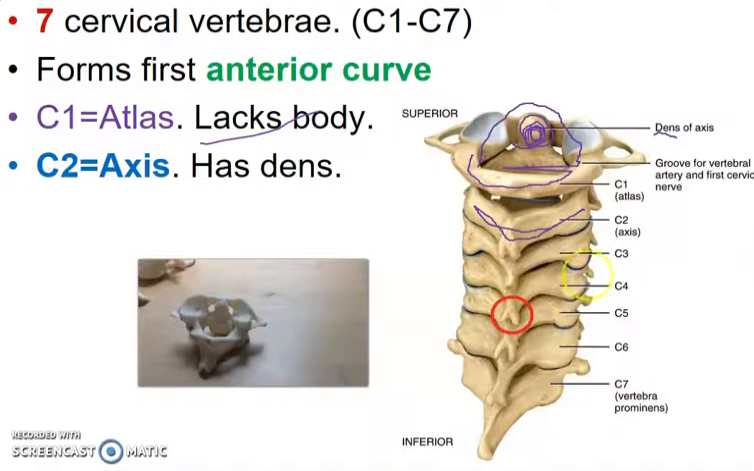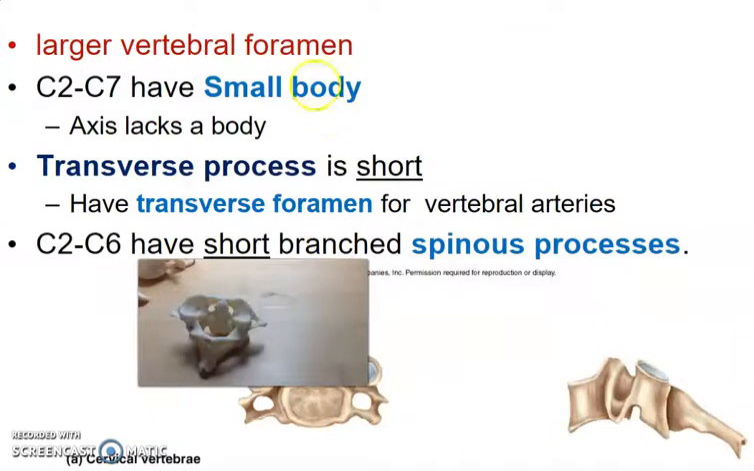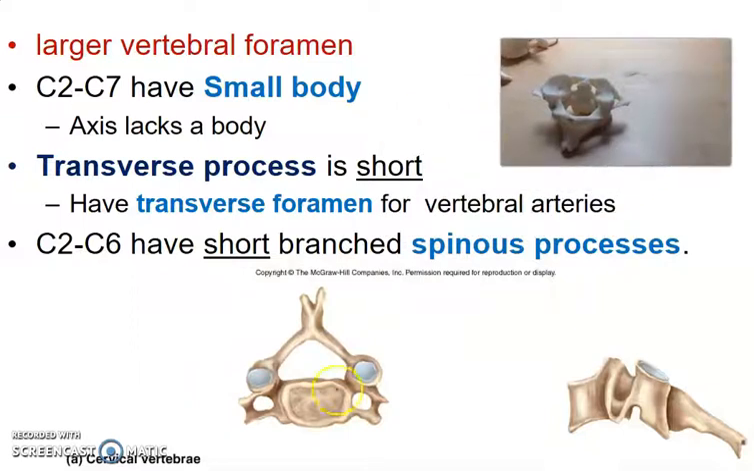So, and there's 7 of them. C1 is Atlas, C2 is Axis, C3 through C7, they don't get special names. Don't worry, C7, I like you, you're special. It actually is. See how the spinous process is different. Now, the typical vertebra that is cervical has a very large vertebral foramen. Your spinal cord is very large there because it has all the wiring leaving the brain, and it has a very small body. It only has to hold up the weight of your head. And again, axis lacks a body.